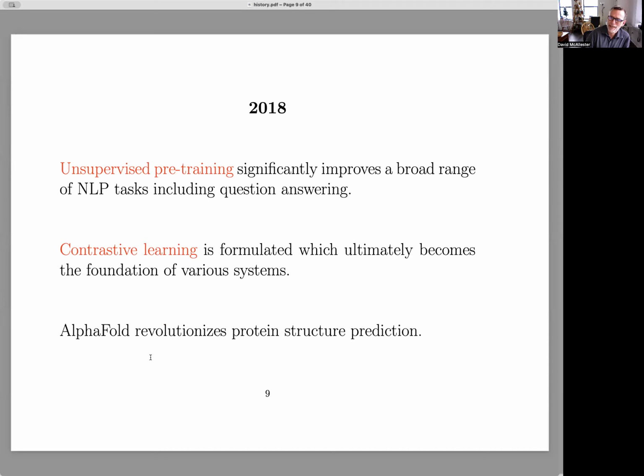Contrastive learning is formulated. This is a particular approach to pre-training foundation models that we will be talking about also. AlphaFold comes out of DeepMind, and AlphaFold revolutionizes protein structure prediction.